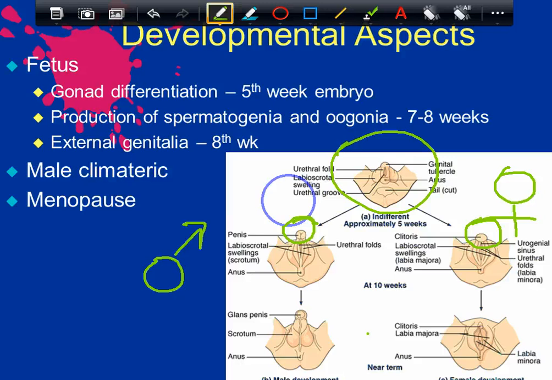Then you can see, right in here, the folds that will develop into the scrotum around the testes. You see it better right there. And in the female, those become the labia majora folds. The gonads start to develop sometime around week 5. We get spermatogonia and oogonia at 7 to 8 weeks. External genitalia at about 8 weeks. Again, that's why you can see what the sex is on ultrasound.